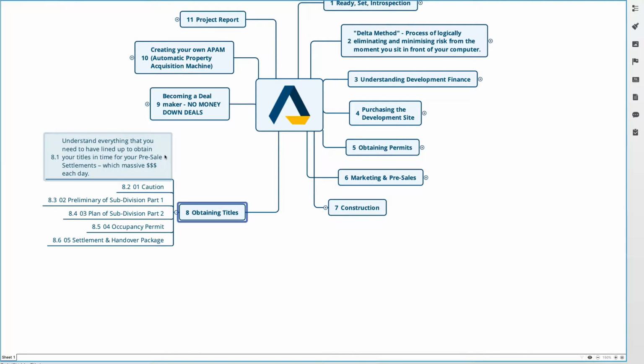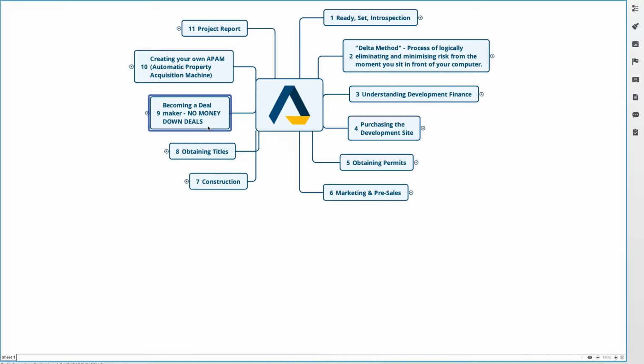Obtaining titles, understand everything that you need to have lined up to obtain your titles in time for your pre-sale settlements, which is massive dollars every day. Different things that you need to be careful of. Preliminary subdivision plans, what they are, how they work, the occupancy permit or the occupancy certificate, the settlement and the handover package, how does that work, and how you need to put it together.